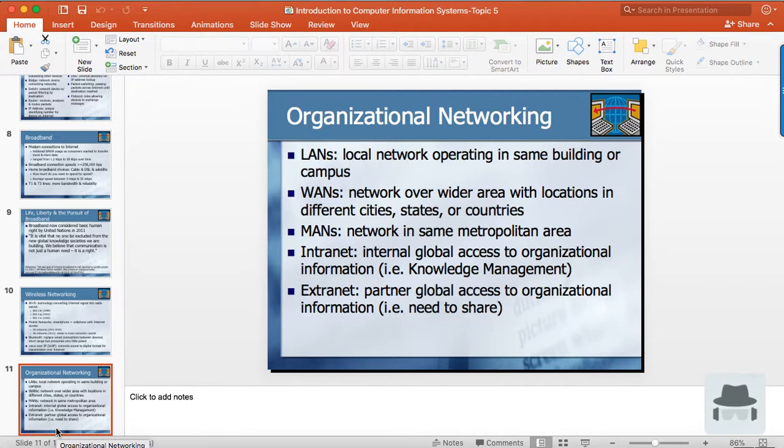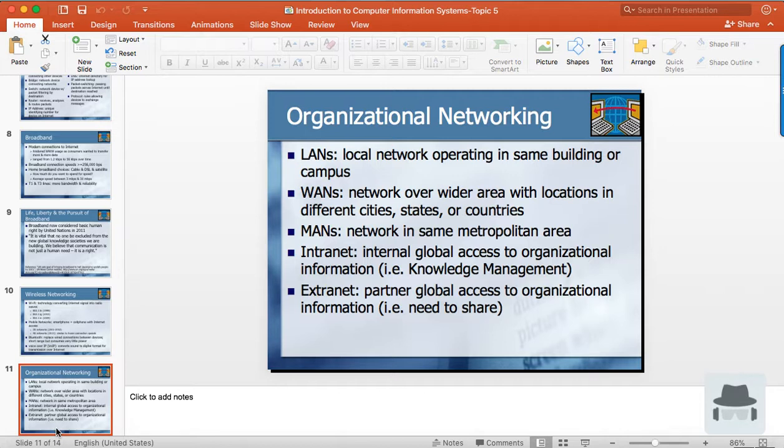So for organizational networking, how this stuff is structured, there's a hierarchy. You have a LAN, local area network, which is defined as a network within the same building or within a campus, fairly short, basically bounded by an organization or some sort of facility. WAN stands for wide area network. It's a network that spans different locations, different cities, states, globally. A wide area network is longer distance, not measured in feet or miles, but in hundreds or thousands of miles.